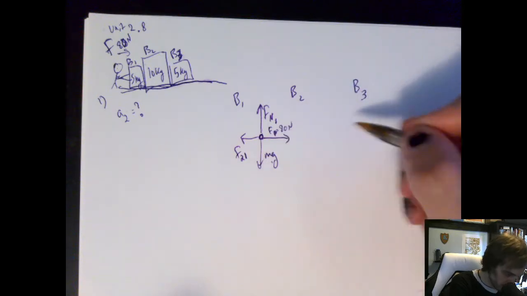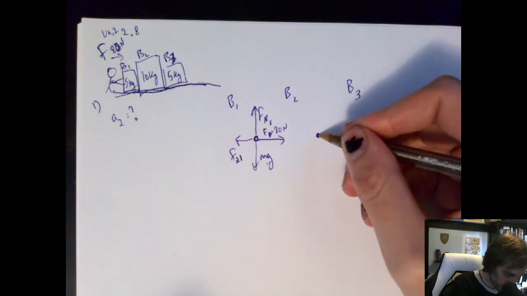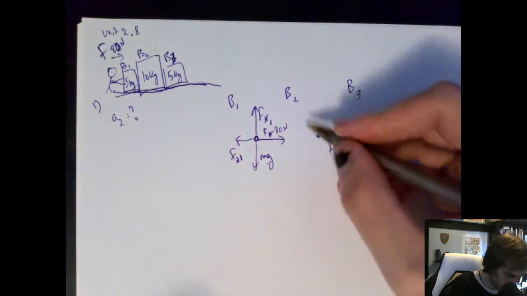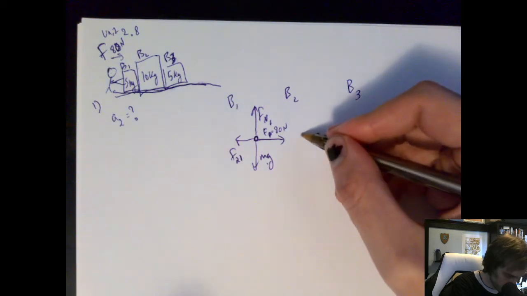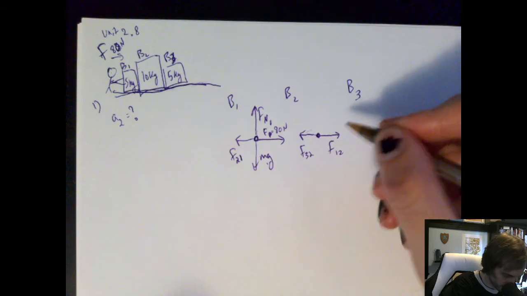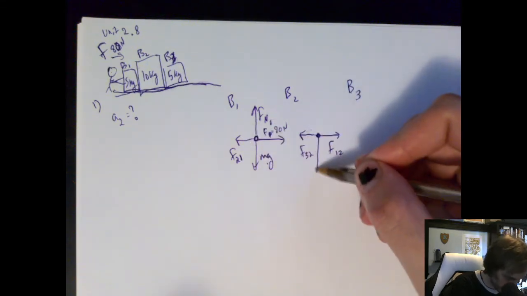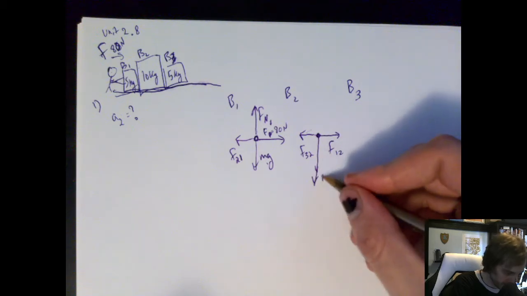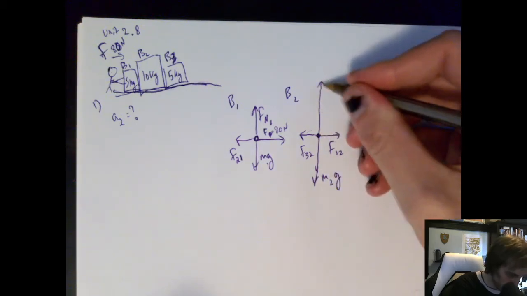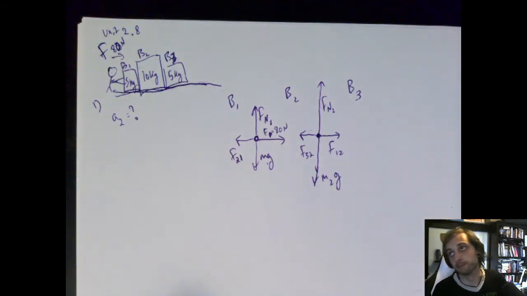For box 2, we've got box 1, which is touching it, pushing it to the right. So this is the force of box 1 on box 2. And we've got box 3, which is touching it, pushing it to the left. So this is the force of box 3 on box 2. And technically, well, we'll get back to that. We've got the mass of box 2 with gravity, and we've got the normal force from box 2 going up.